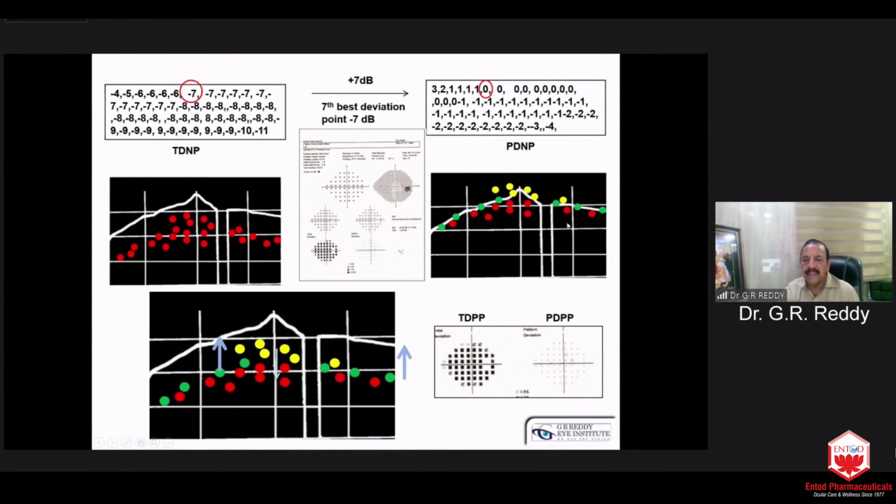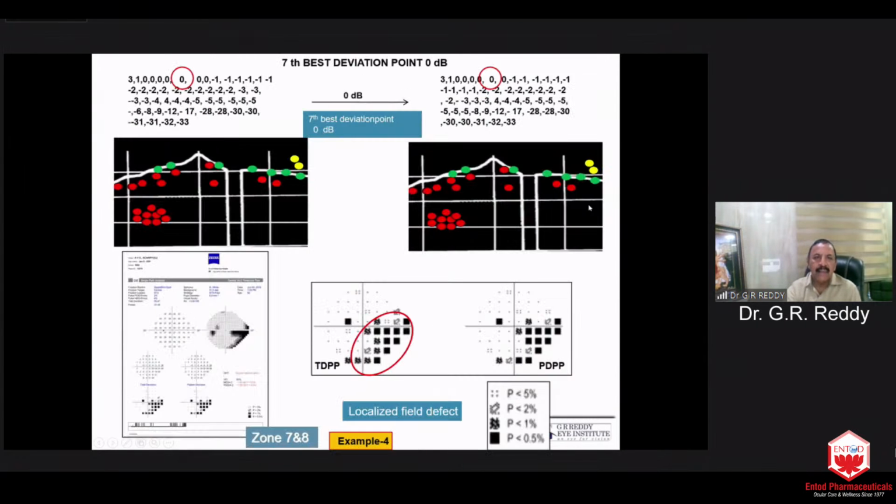So in uniform depression, the points after conversion will be nearer to the hill of vision. That is actually the perimetric definition. Whereas in localized scotoma, already the points are on the hill of vision. The seventh best deviation point will be either on the hill of vision, or maybe better than normal sometimes, or very close to the hill of vision. So the dB value that brings the seventh best deviation point to normal is very minimal, so we don't add anything. When we don't add anything, both the total deviation and pattern deviation look similar.